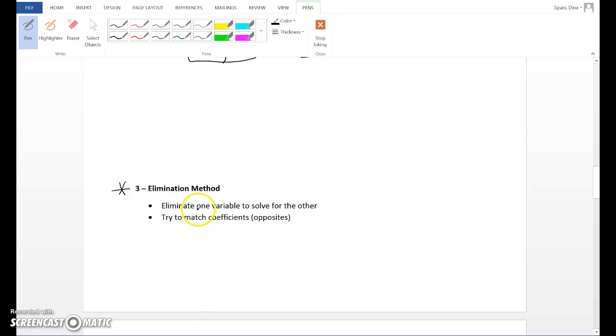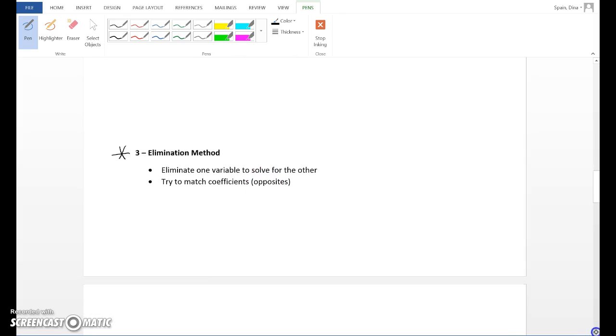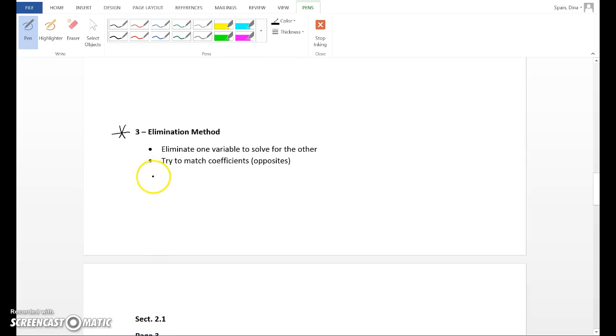So the elimination method, what you do is you try to match coefficients but be opposites. And I should have put another bullet down here. Then you're going to want to add the equations together to eliminate that variable. Alright, I'll show you what I mean.